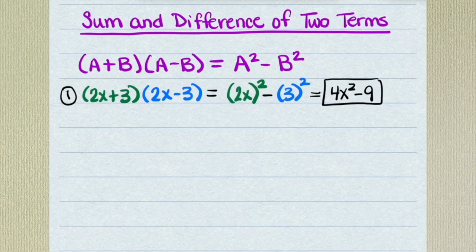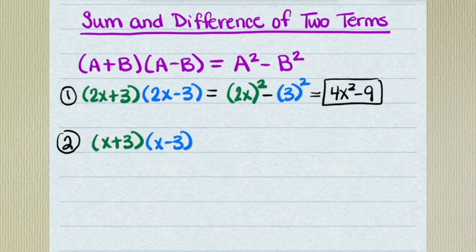Okay, let's look at another one. x plus 3 times x minus 3. If you follow this property, these are the same terms, and these are the same terms. So square the first one, take the x and square it, and subtract from that the 3 squared. Looks like I picked 3 and 3, didn't I? So then this would be x squared minus 9.